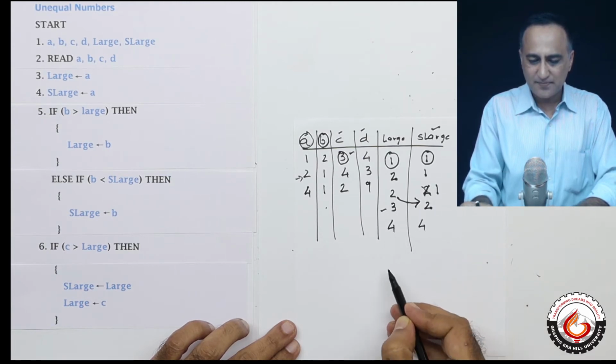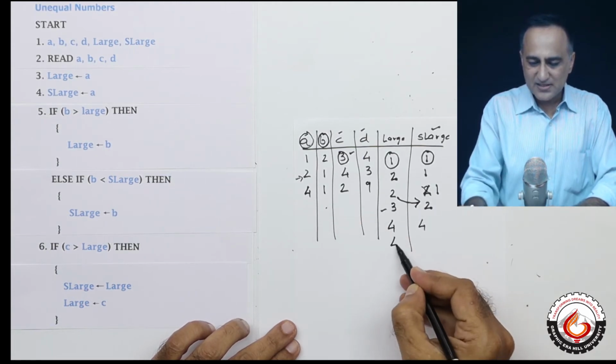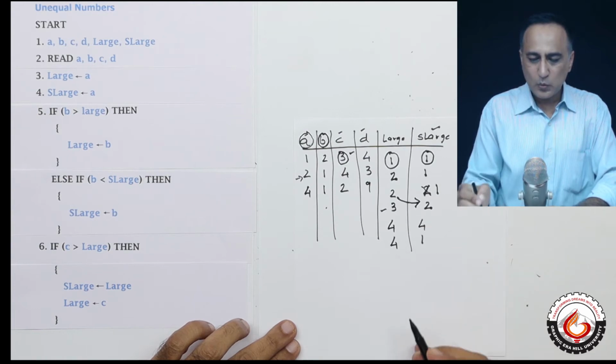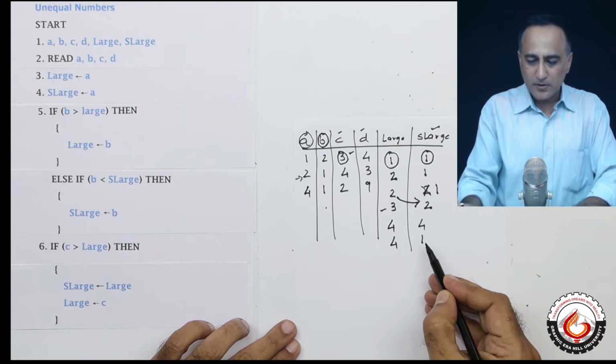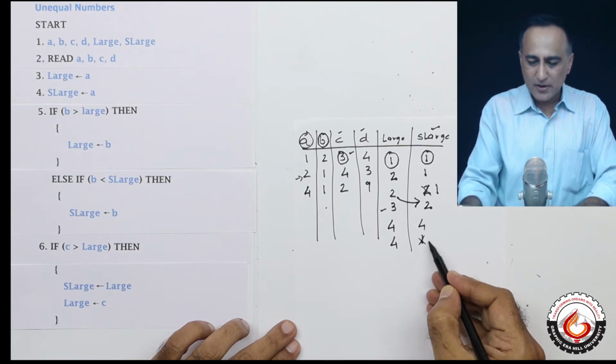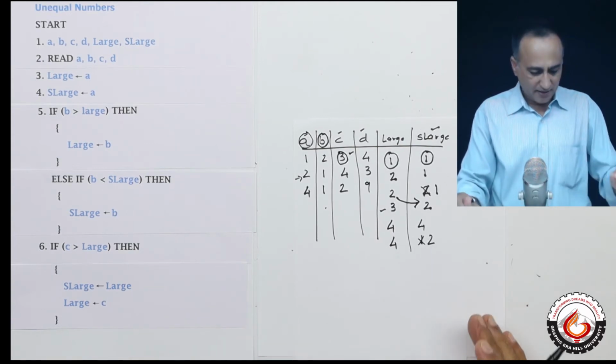4 in the first step. In the second step my second large would have been 4 and 1 because this is 1. Now 2 is not greater than 4, but 2 is greater than 1. So my second large needs to be replaced.